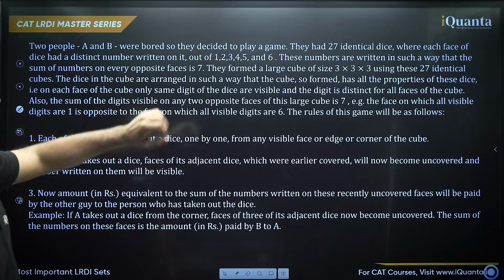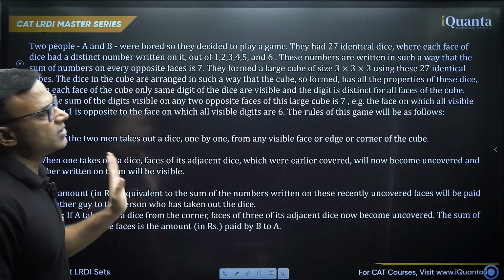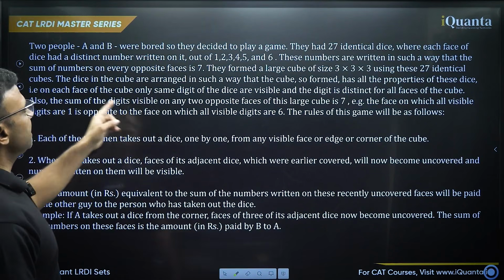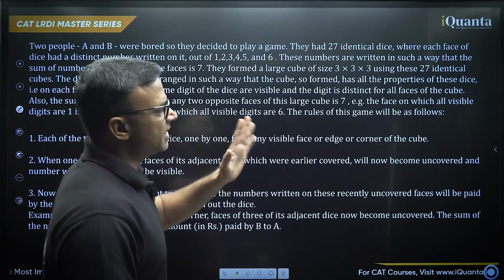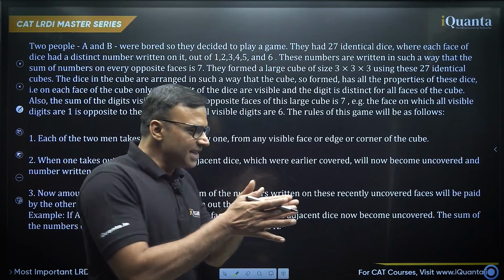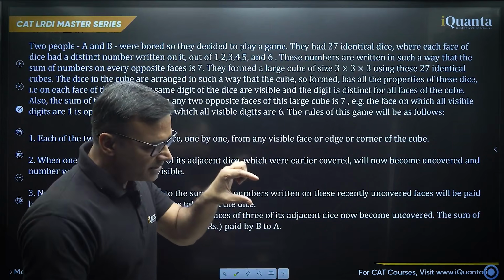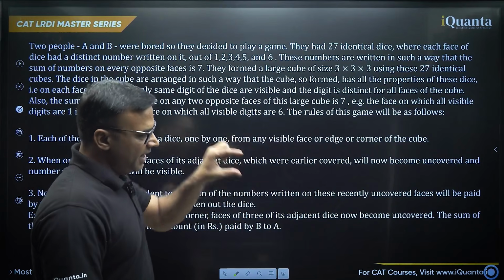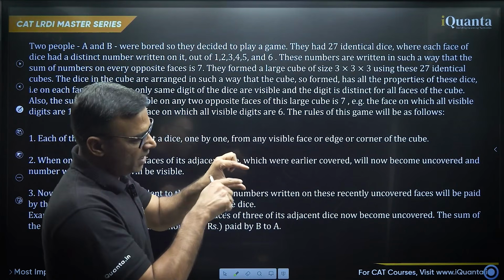The dice in the cube are arranged in such a way that the cube so formed has all the properties of these dice, that is, on each face of the cube, only the same digit of the dice appears. So basically what it means is the orientation of all 27 dice is going to be the same. If I put one of them as 1 on this side, 6 on this side, then the one behind will also have exactly the same pattern, 1, 6.